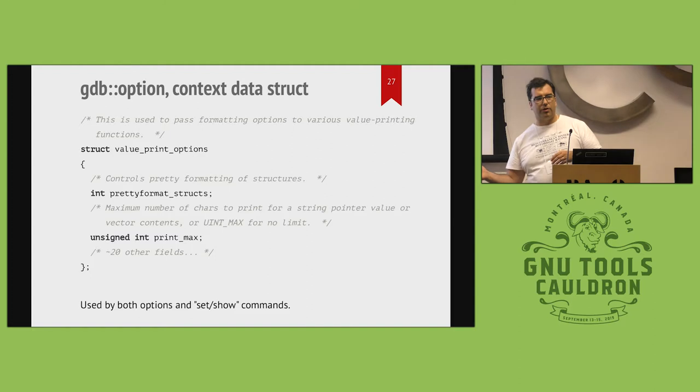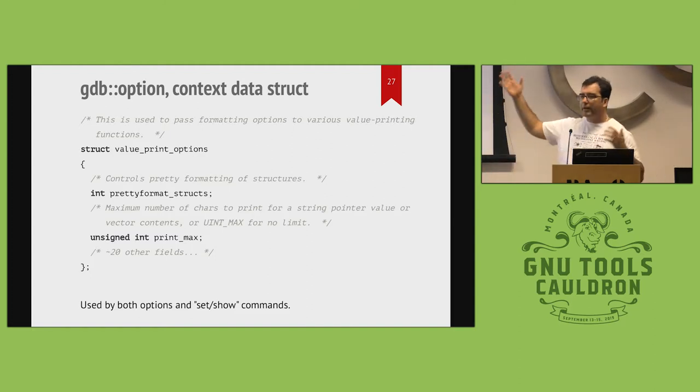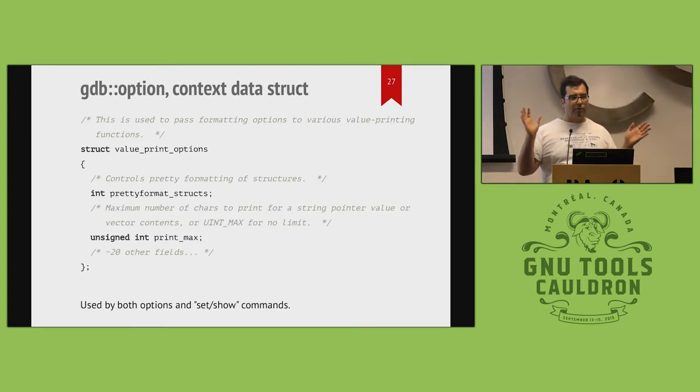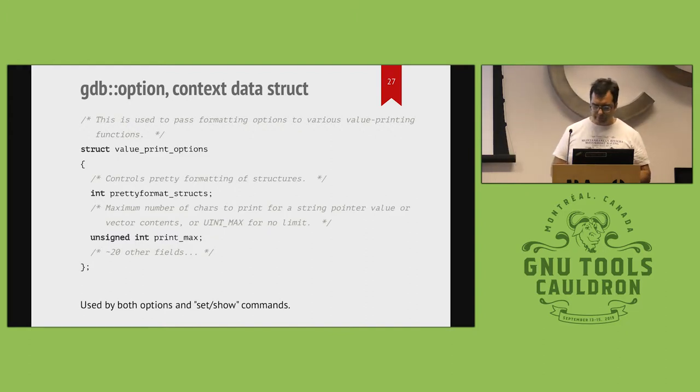Alongside these option definitions, there's the actual data associated with the options. And this is a structure that already existed before all of this. The value print options holds the options for the set print something commands. And a pointer to an instance of this is passed around all over the print command. And the idea here was, well, let's reuse that. Let's use the same data structures for commands also for the options. So we have the option definitions and the pointer to one of these. The data is not held inside the options.